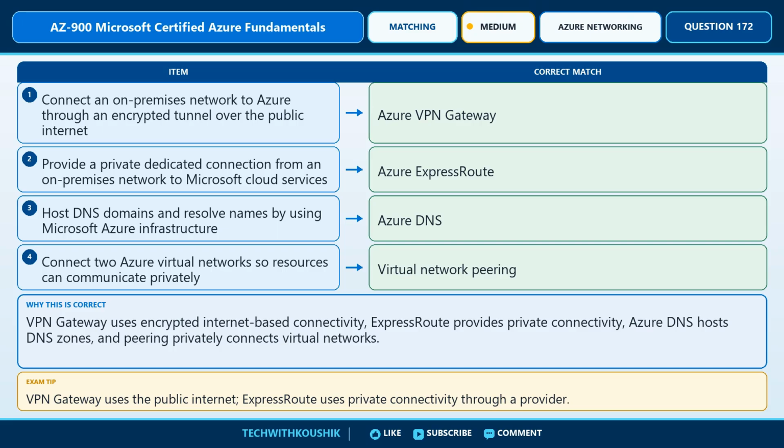This works because VPN gateway uses encrypted internet-based connectivity, ExpressRoute provides private connectivity, Azure DNS hosts DNS zones, and peering privately connects virtual networks. Keep this point in mind for the exam. VPN gateway uses the public internet, ExpressRoute uses private connectivity through a provider.